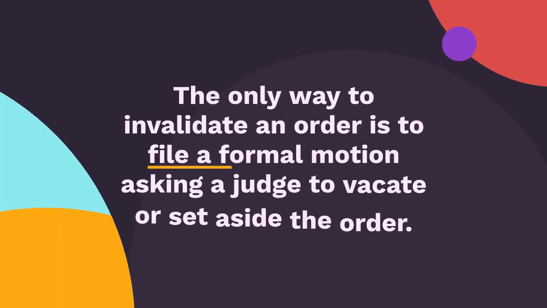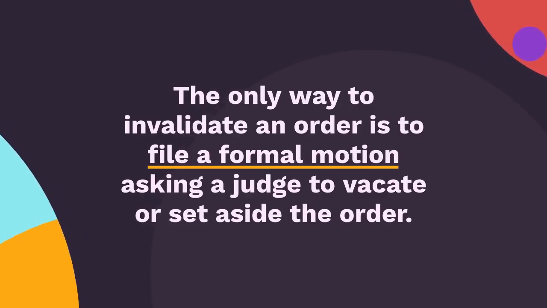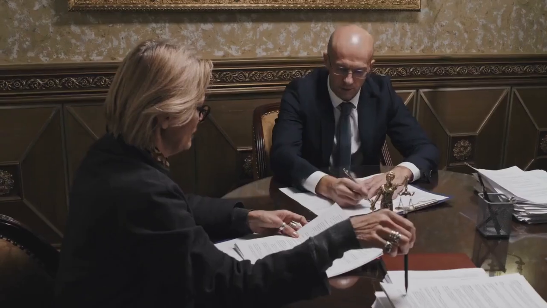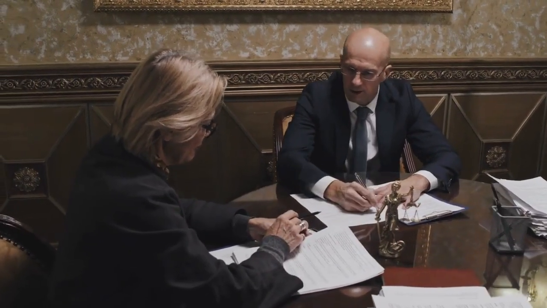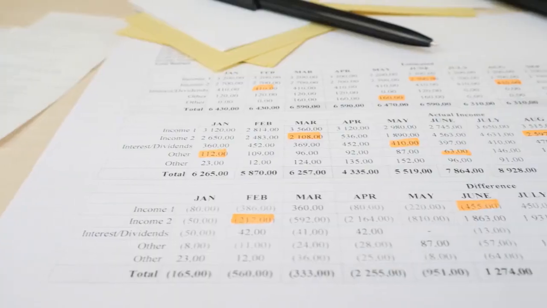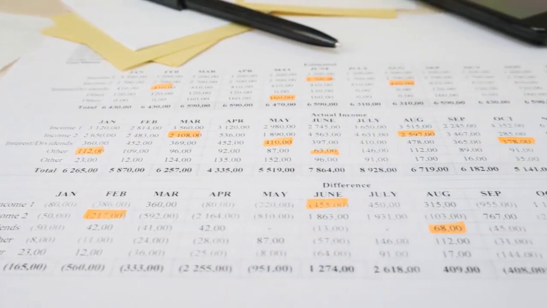The only way to invalidate an order is to go back to court and file a formal motion asking a judge to vacate or set aside the order. You must present your evidence and argue why it is legally invalid. This is not legal advice, and every situation is unique, so consulting with an attorney is always your best course of action.